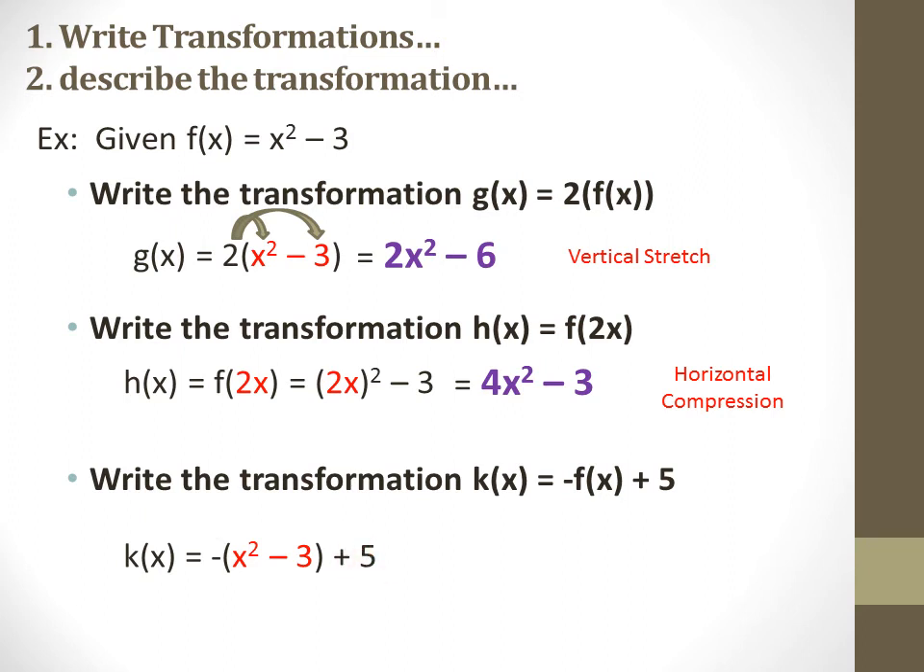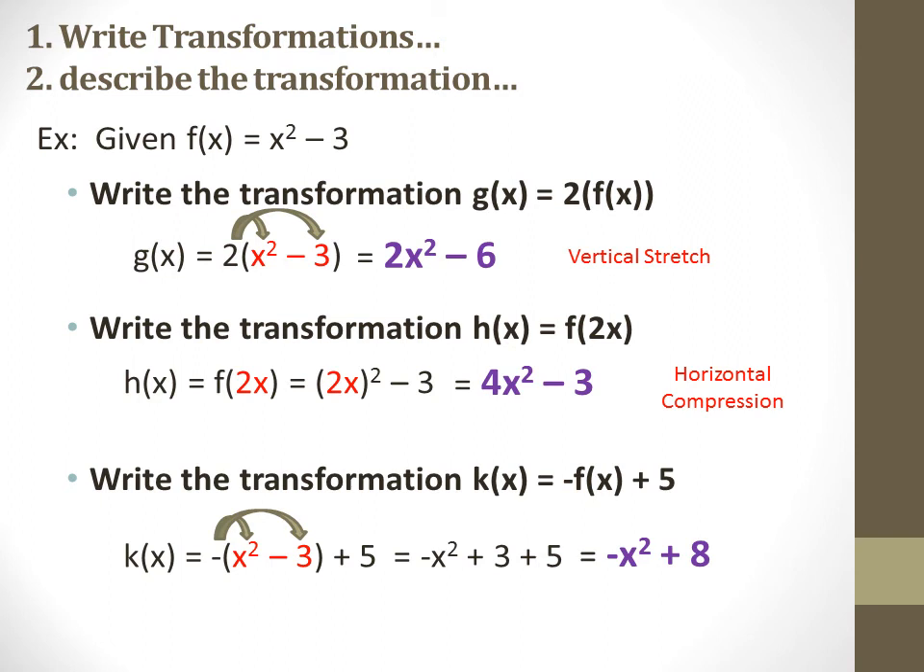So it's kind of similar to the one above. We want to distribute this negative through first, which becomes negative x squared plus 3. We still have that plus 5 on the outside. Collecting like terms, we get negative x squared plus 8 as our final transformation function.